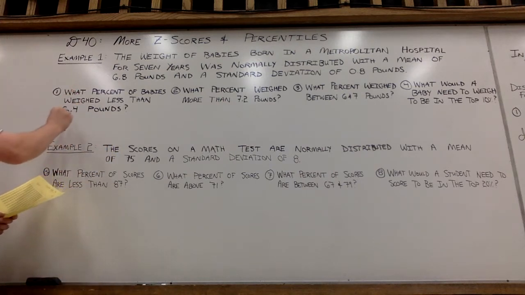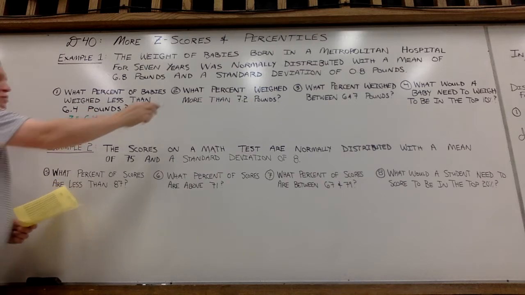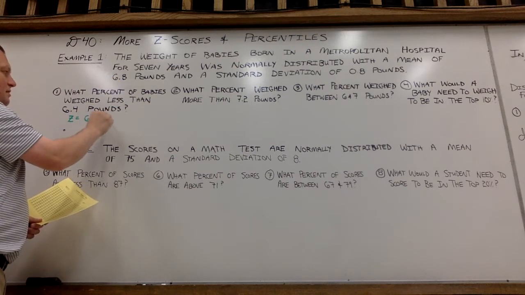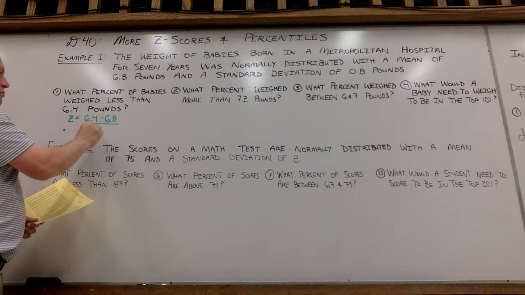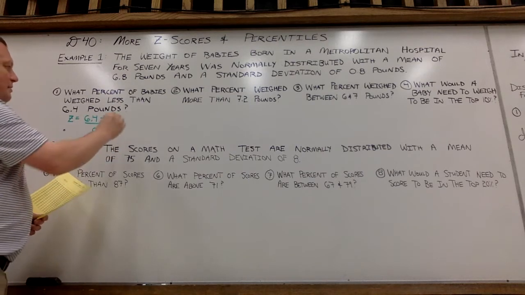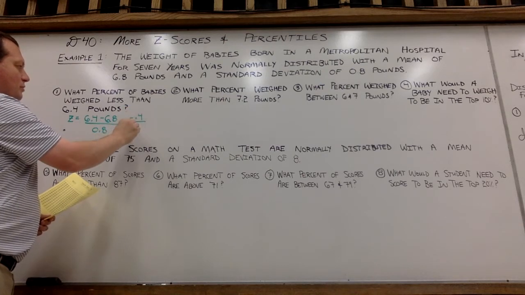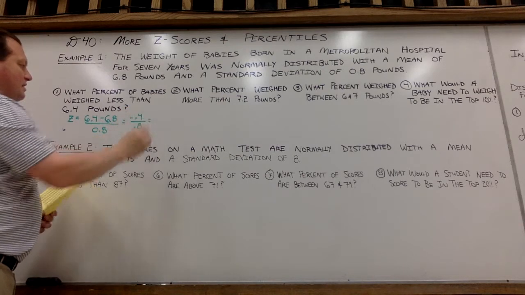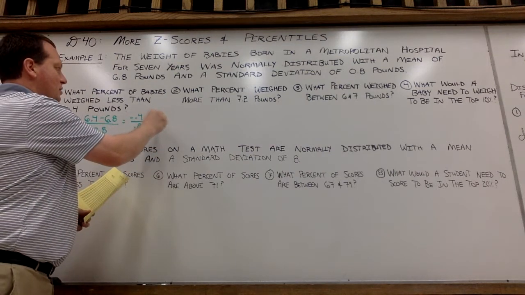So first thing I'm going to do is find the z-score. Remember, the z-score is equal to your observation, 6.4, minus the mean, which we were told is 6.8, divided by standard deviation of 0.8. So when I simplify here, I'm going to have negative 0.4 over 0.8. So that's going to give me a z-score of negative 0.5.